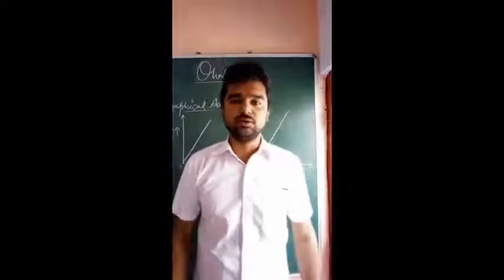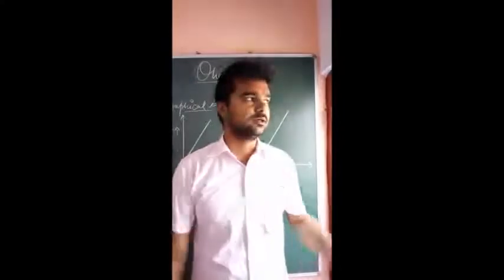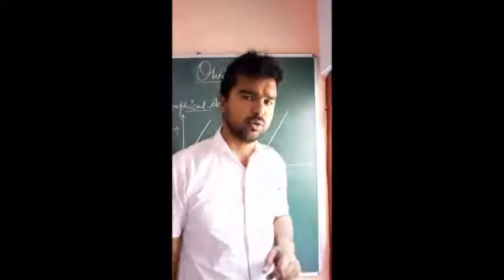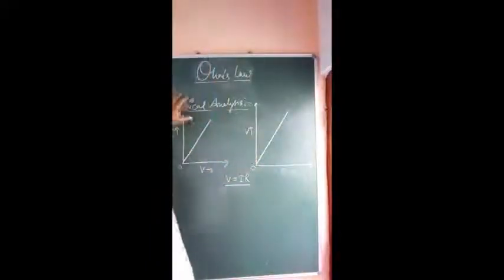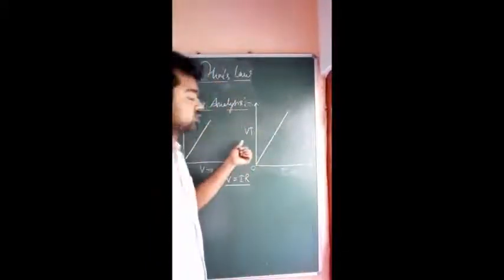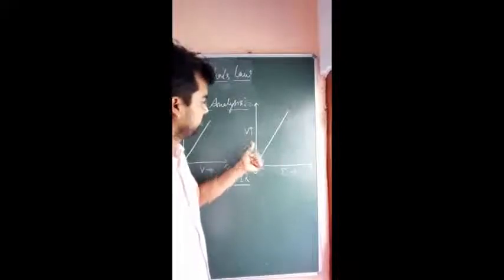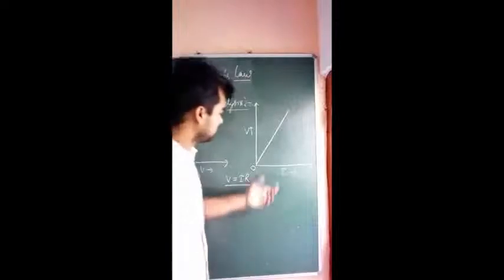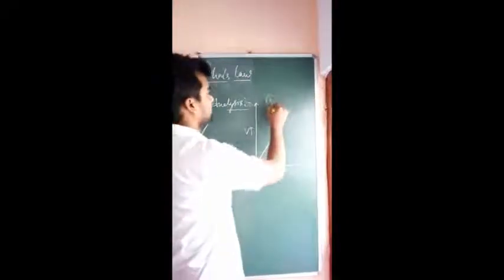Let's continue the Ohm's law topic. This time we are explaining the graphical representation of Ohm's law. Here is the graphical analysis of Ohm's law. There are two graphs. One is between V and I, another is between I and V. Let's first go through this first graph.